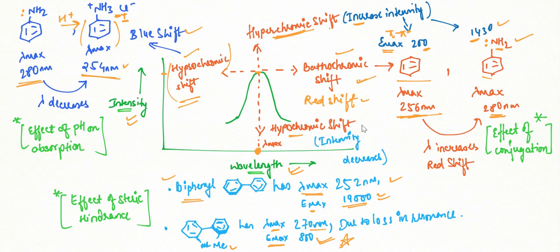Intensity has decreased. So I hope that you are all clear with the bathochromic and hypsochromic shift in the lambda, or let's say the wavelength, and also the hyperchromic and hypochromic shift in the intensity.